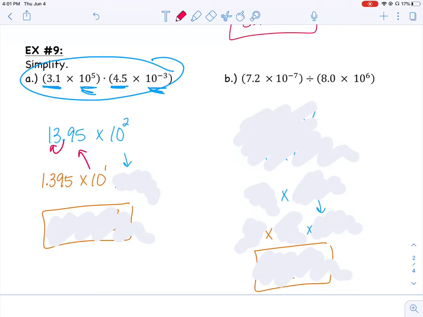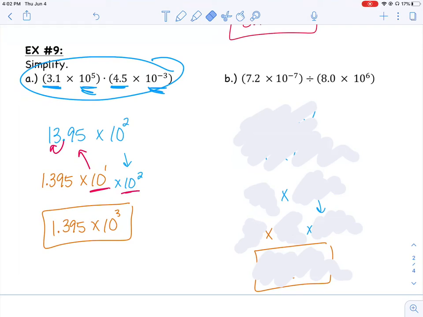But don't forget, we still have this 10 to the second power from our original answer. So really, how many 10s do we have? Well, it looks like we have 10 to the first and 10 to the second. So really, our final answer is 1.395 times 10 to the third. That final answer is in scientific notation. So now we're done. All right, let's do the same thing for B.